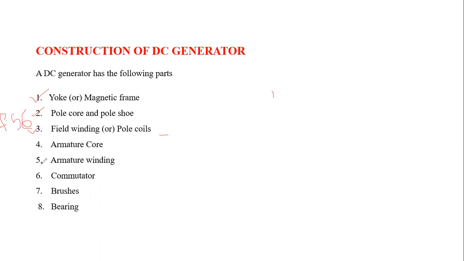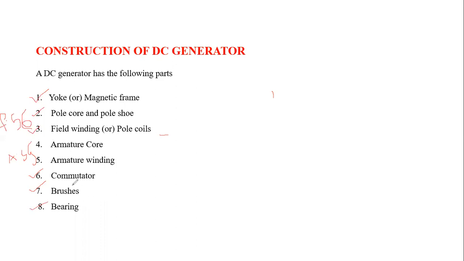Next one is the armature core and the armature winding. These two combined are called the armature system. Next one is the commutator, then the brushes, and next the bearings. These are the various parts in the case of a DC machine, both for generator and motor.